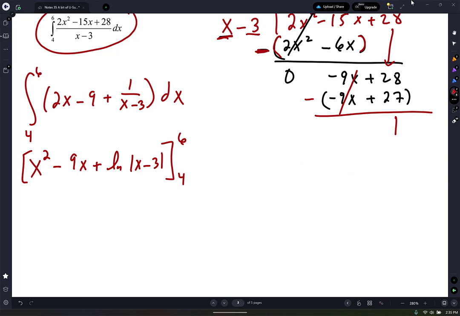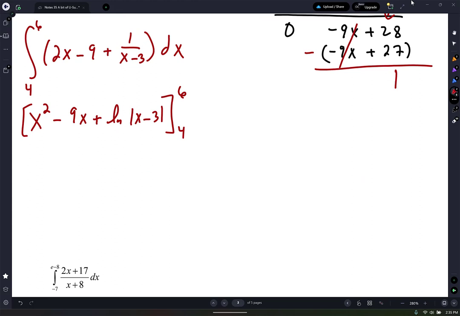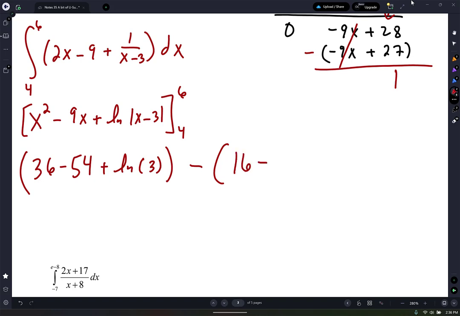All right. Here we go. Upper minus lower. Upper minus lower. 6, so 36 minus 9 times 4. Is that another 36? Plus ln, and then 6 minus 3 is 3. Minus 9 times 6. Not 9 times 4, right? 9 times 6. Oh, my bad. I was checking to see if you guys were following. 4 squared, 16, minus, what's 9 times 4? 52. Plus ln of 1.